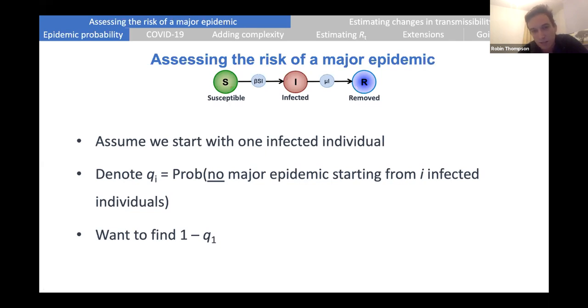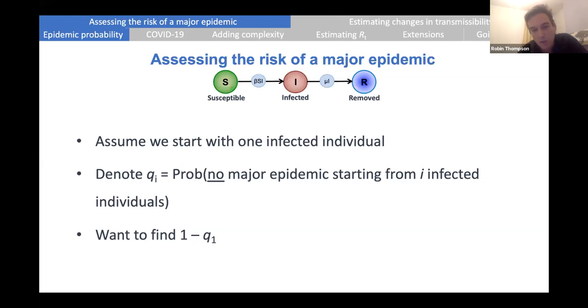And so in order to assess the risk of a major epidemic for the basic stochastic SIR model, what you do is you say, well, let's assume that we start with one infected host. We write down Q subscript I to mean the probability that you don't get a major epidemic, starting from I infected hosts. And then Q subscript one is the probability of not getting a major epidemic starting from one infected host.